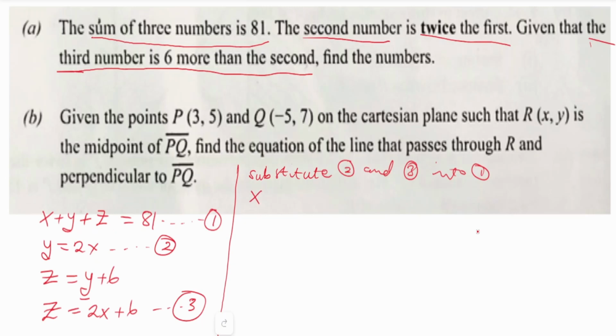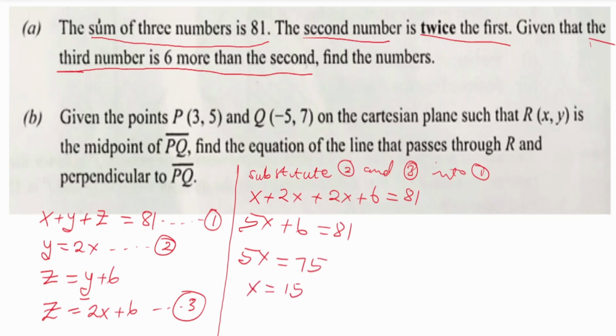So x plus 2x plus 2x plus 6 equals 81. And putting all the x's together, you're going to have 5x plus 6 equals 81. Subtracting 6 from both sides, 5x will be equal to 75. And x equals 15 when we divide both sides by 5.